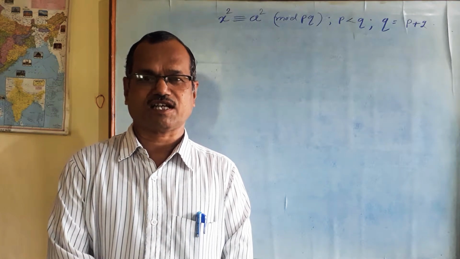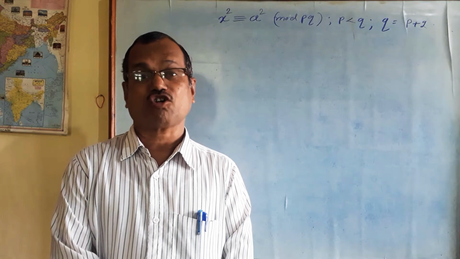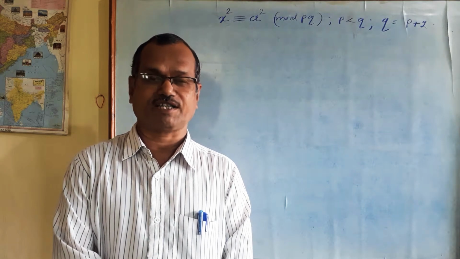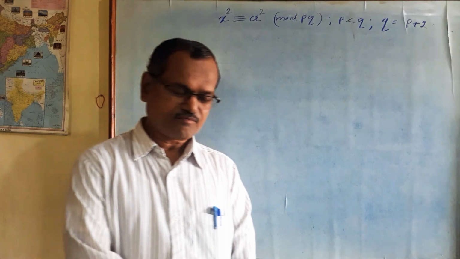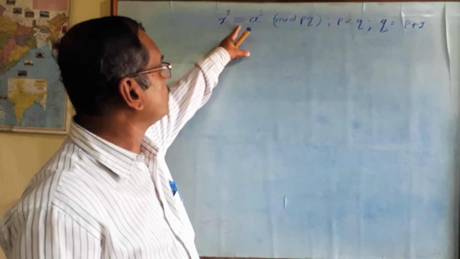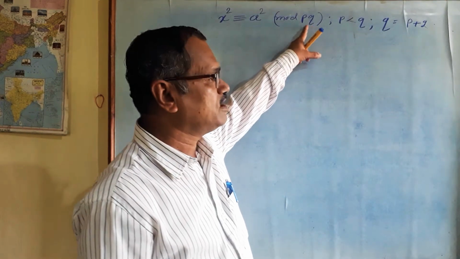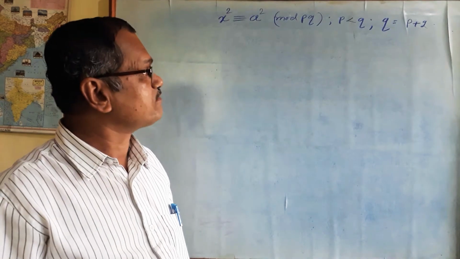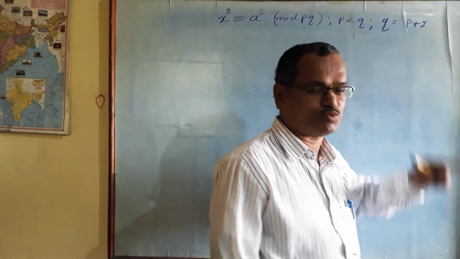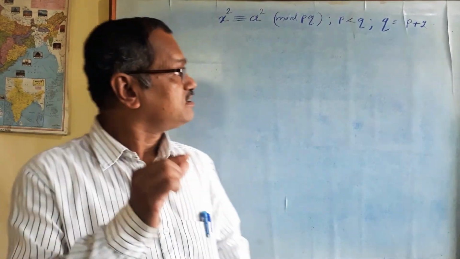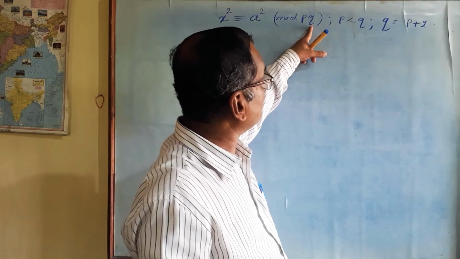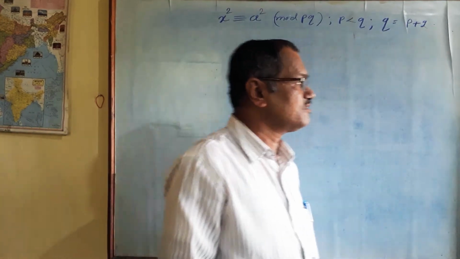Here we are discussing quadratic congruence of composite modulus, modulo a product of two different odd primes. Today, in continuation, we are considering the quadratic congruence x square congruent to a square mod pq, where p and q are two different odd primes, p is smaller than q, and here q is equal to p plus 2. Between the two, one prime is 2 higher than the first.